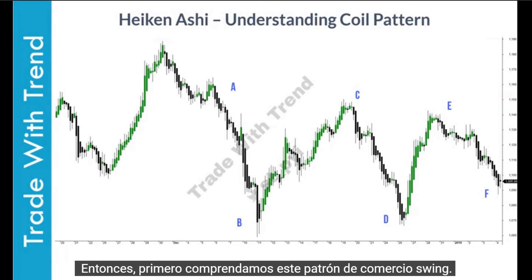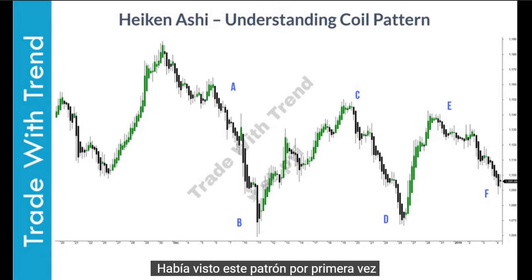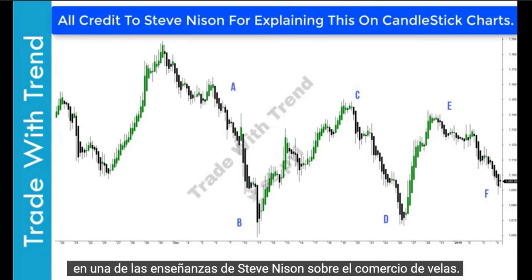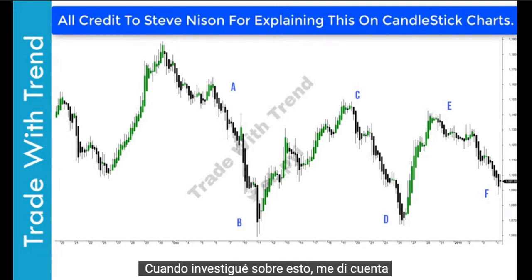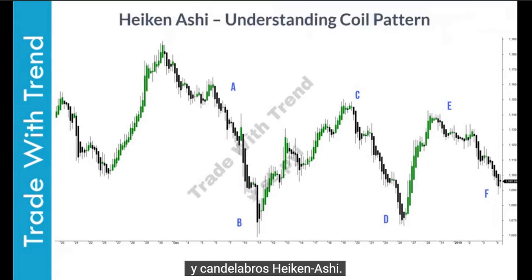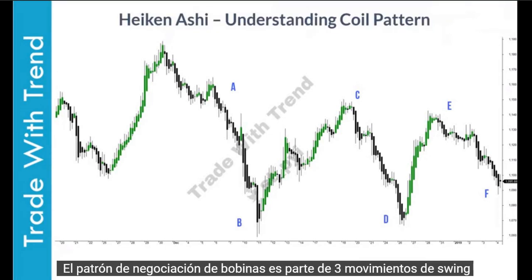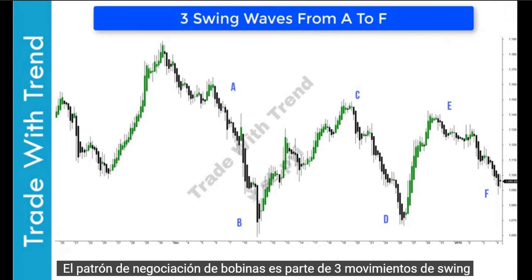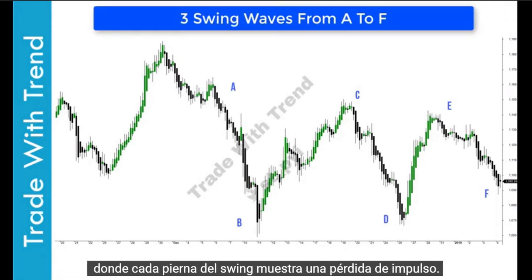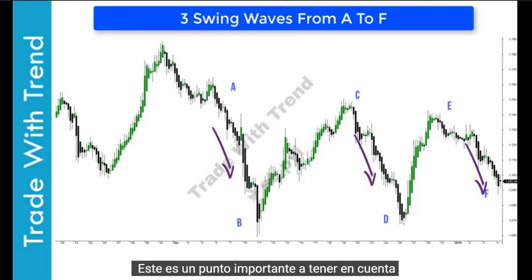So let us first understand this swing trading pattern. I had first seen this pattern in one of Steve Nison's teachings on candlestick trading. When I researched this, I realized that it worked really well with both standard and Heiken candlesticks. The coil trading pattern is part of 3 swing moves where each swing leg exhibits loss of momentum. This is an important point to note, and let me explain this in detail.